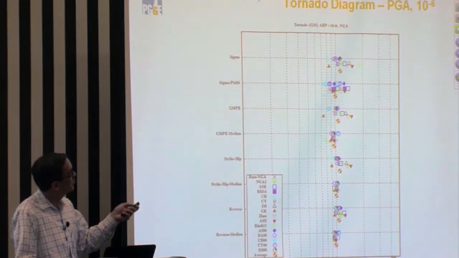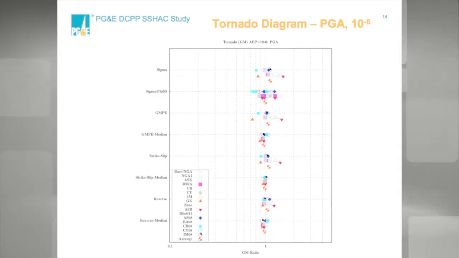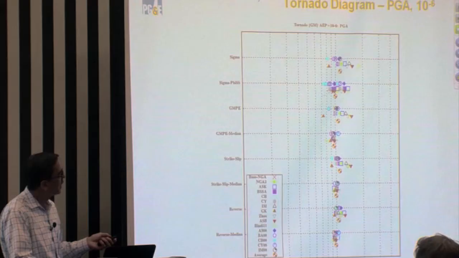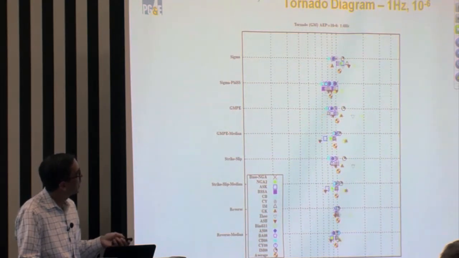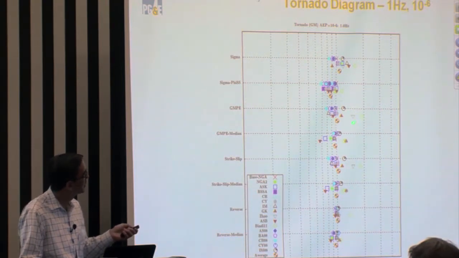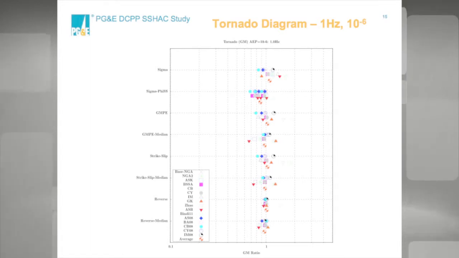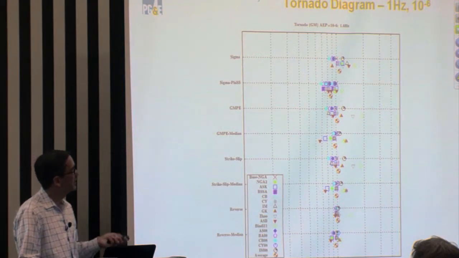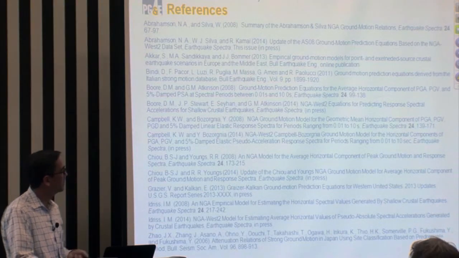This is now PGA at 10 to the minus 6. The main difference between this and the first tornado plot I showed is it's a little bit wider distribution in the data points. Individual trends and individual models are still very similar. And then finally, this is 1 hertz at 10 to the minus 6. And so here you're starting to get ground motion ratios up to about 2. And this is, again, the GMPE, just to remind you, is using the individual GMPE median and sigma model. So this is the Bindi, and this is where you're starting to see that large sigma starting to have a bigger impact, as you would expect, as you get down to the 10 to the minus 6 level. And then these are just a list of the references of all the models.